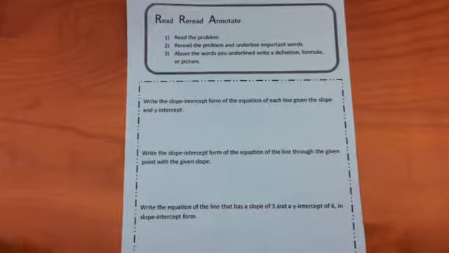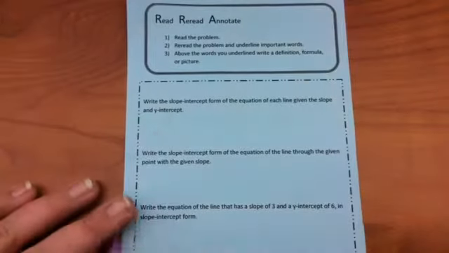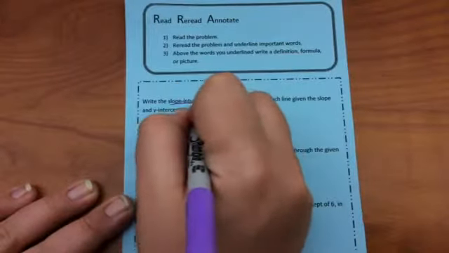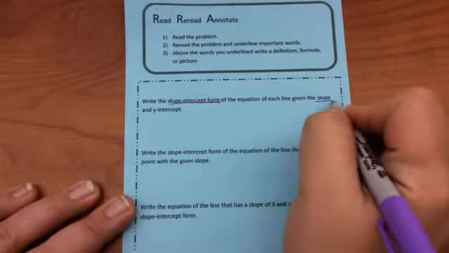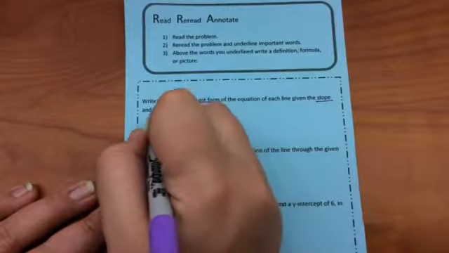Looking at the first one, first we're going to read it. Write the slope-intercept form of the equation of each line given the slope and y-intercept. I heard a lot of vocab in there, so I'm going to reread it again and underline vocabulary words that I recognize. Write the slope-intercept form, so I'm going to underline that, of the equation of each line given the slope, there's another word, and the y-intercept.